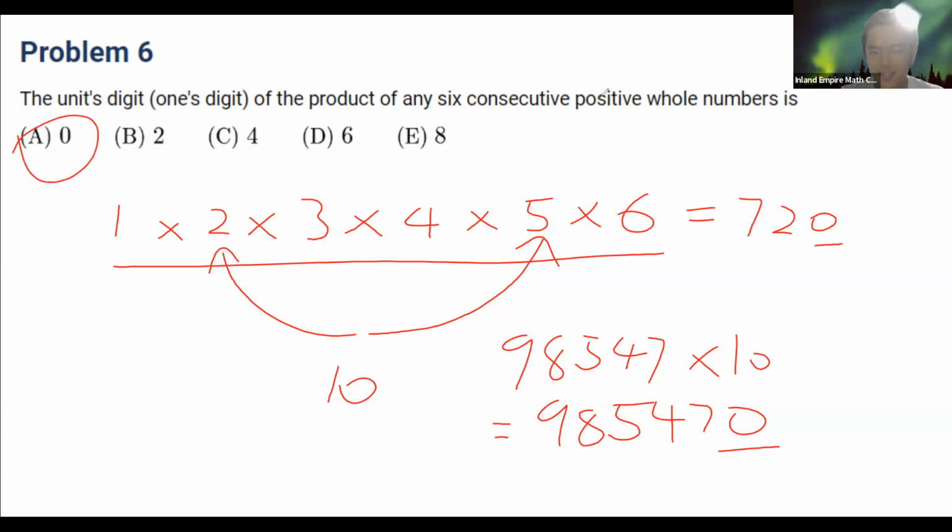Does this make sense? Are there any questions about this? Because I know most of us didn't quite get this question. Any questions, any comments, concerns? No? Alrighty. Let's look at question 7.